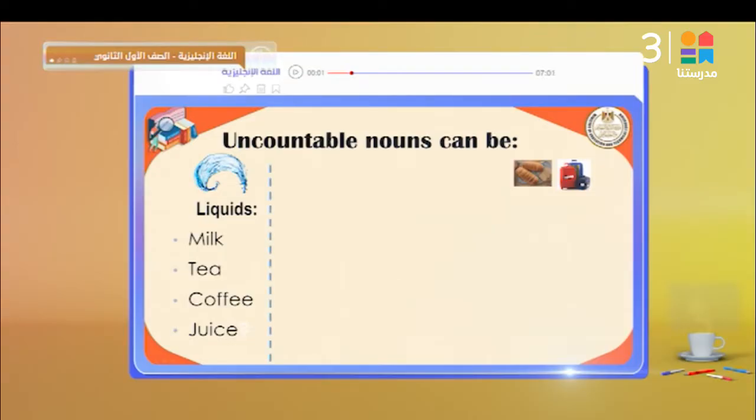We have another group. This is the quantity. Things which are too small to be counted. Things which are very small, like sugar, salt, rice. They are very, very small, and we can't count them. So we call these quantities, like sugar, flour, sand, rice.